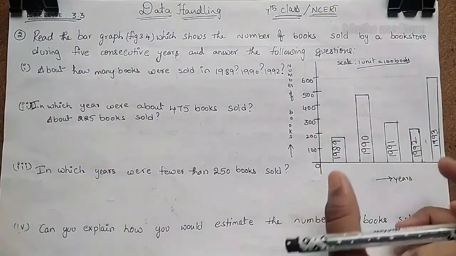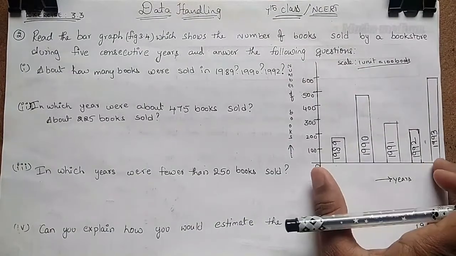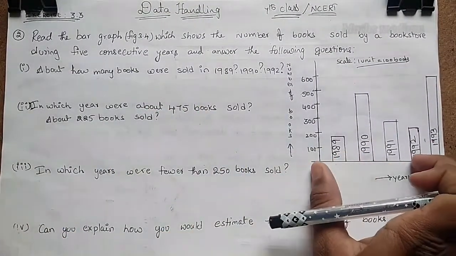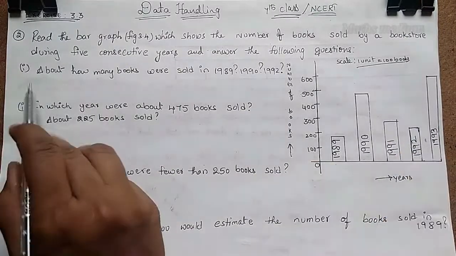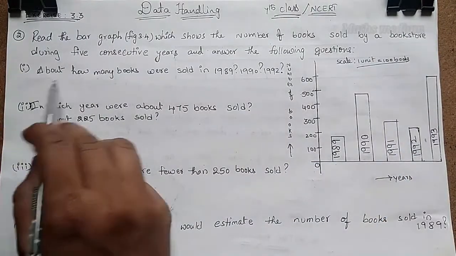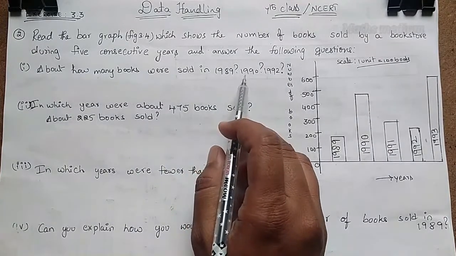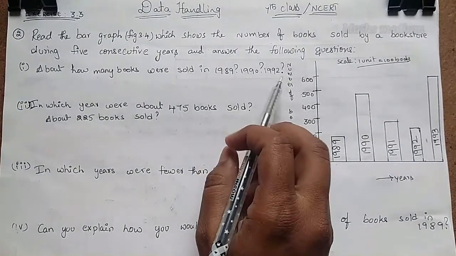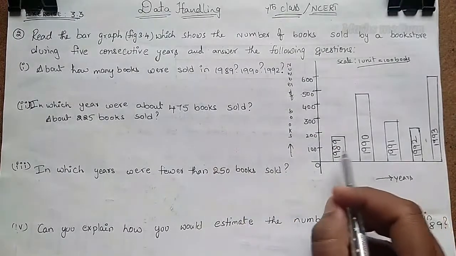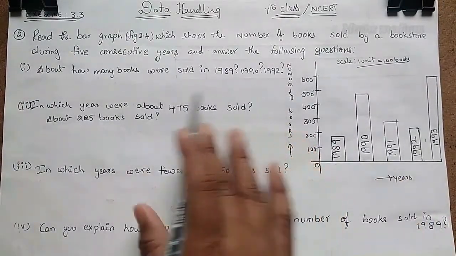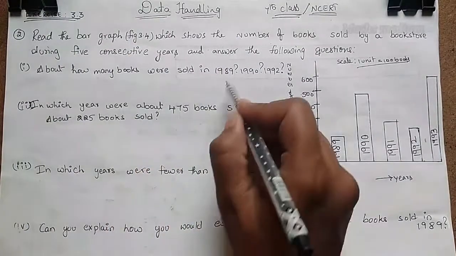So here the bar graph is given. We have to analyze the given questions through the bar graph and find the answers from it. Let's start with the first question: how many books were sold in 1989, 1990 and 1992. So here this was the bar graph. Now we have to tell how many books were sold in 1989.